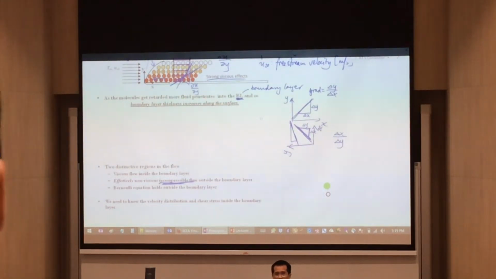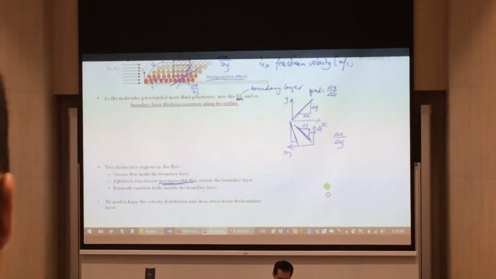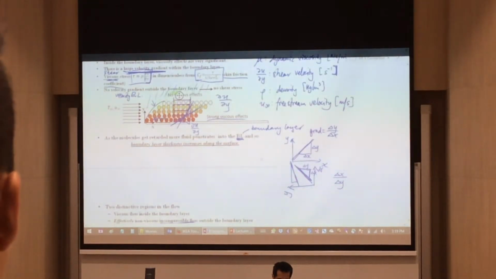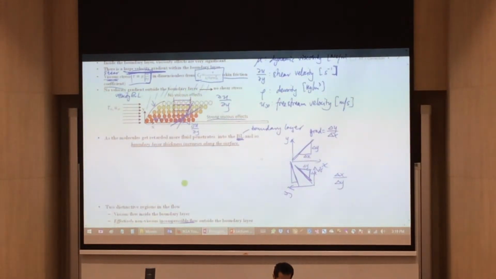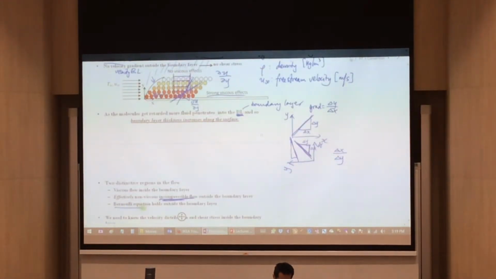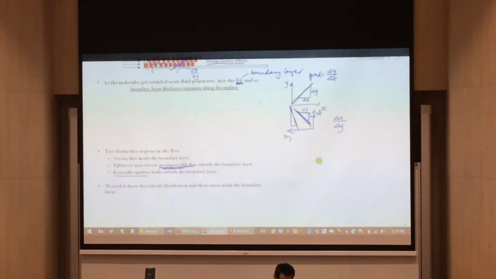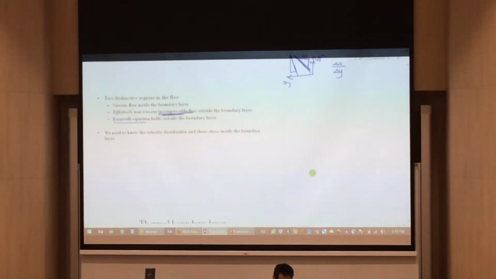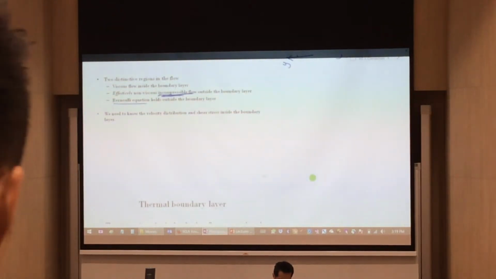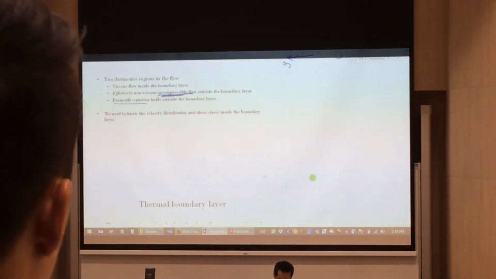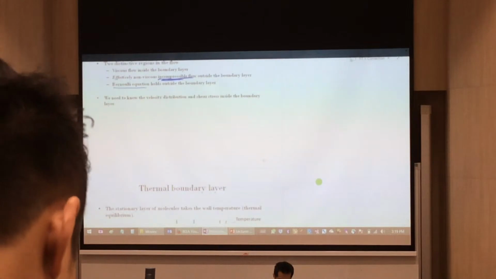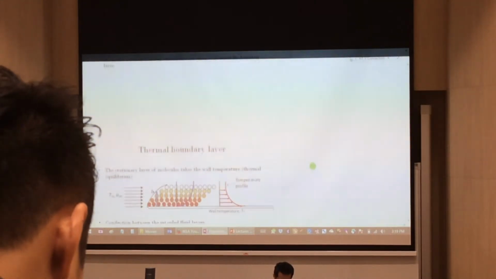Have you heard about the Bernoulli equation? So over here, where there's no viscous effect, that's when your Bernoulli equation holds. Right? So we need to know the velocity distribution and the shear stress that resides in the boundary layer. So we have seen that already.